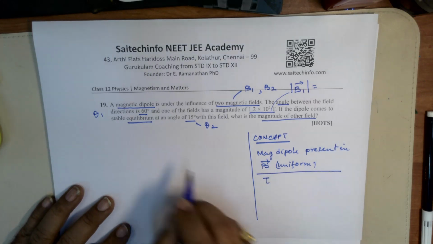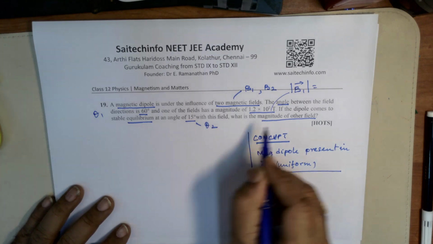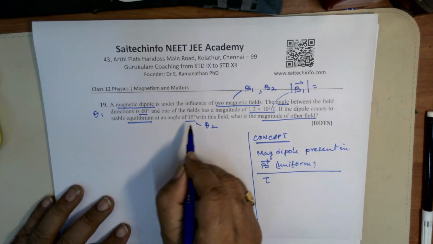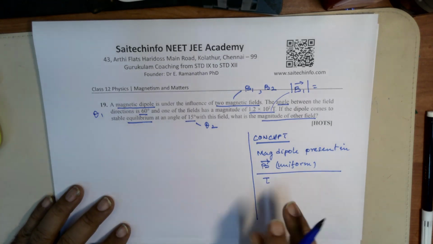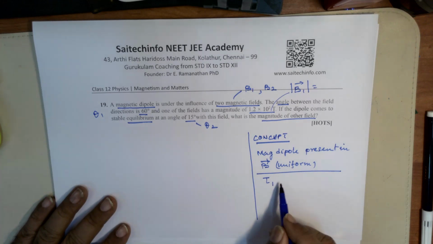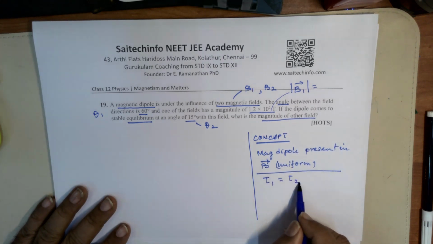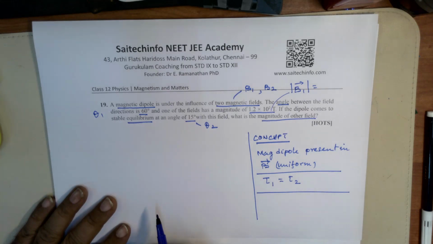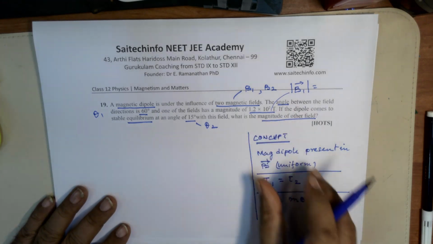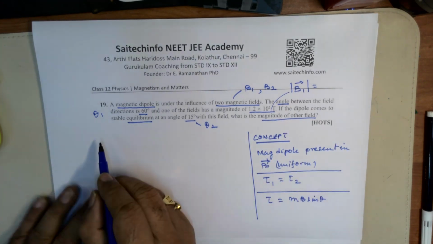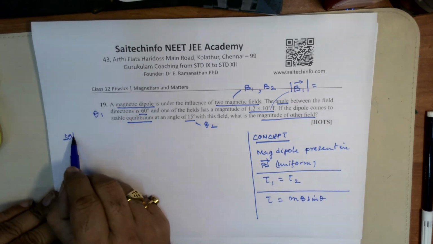The other one is stable equilibrium. The dipole comes to stable equilibrium at which angle? That is 15 degrees. So stable equilibrium means what? The torque is equal. So tau 1 is equal to tau 2. This is the second important concept. We know already this tau is nothing but mB sine theta. So we are going to use these three key points here. Now let us proceed with the solution.